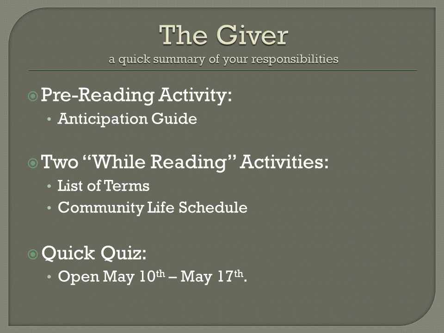Then while you're reading, you will have 2 activities to do as well. A list of terms, which you will figure out by reading the novel, and then the community life schedule, which we talked about, what happens to the children each age. I think there are 2 or 3 ages where nothing's listed in the novel. Those are noted on your paper. Don't worry about those 2 or 3. You'll also have a quick quiz. It's open May 10th through May 17th.